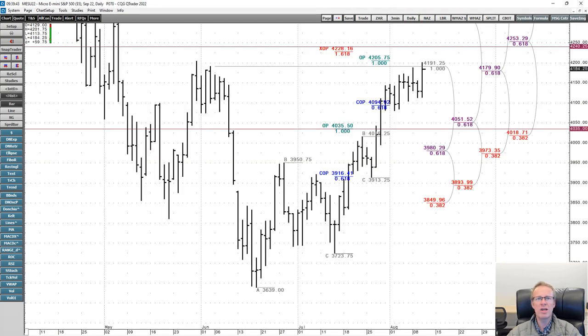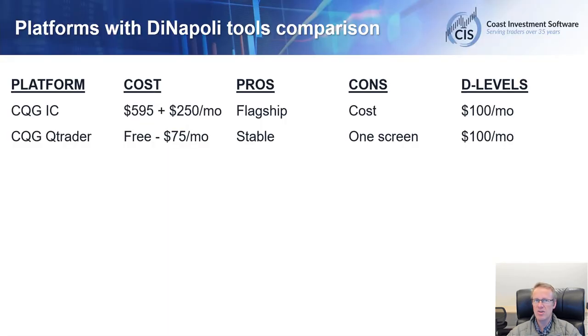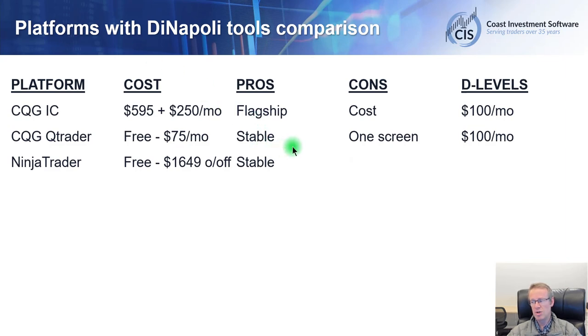Let's move on to our next platform, which is NinjaTrader, and it comes at a cost of between free, it's got a free version, all the way up to 1,649 once off purchase. So we'll go through that now. The pros of this one is it's also very stable. It's got multiple screens. It's a little bit limited to certain brokers, so that's a con. And then the DiNapoli Levels comes at $80 a month.